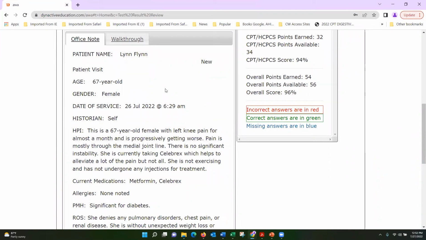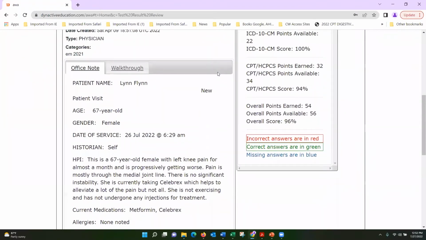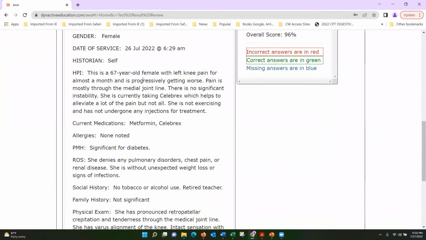This is a female patient, Miss Flynn. She's her own historian. She is a new patient. She's 67 years old. She's got left knee pain and she's had it for a month and it's just getting worse.